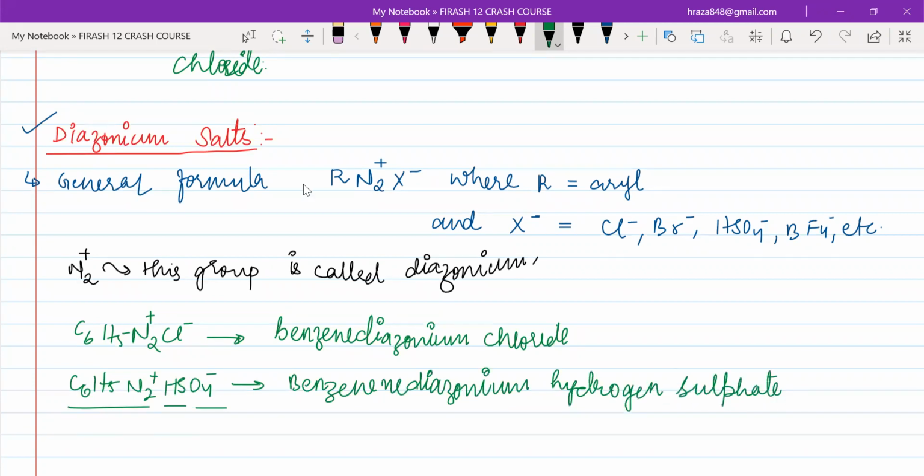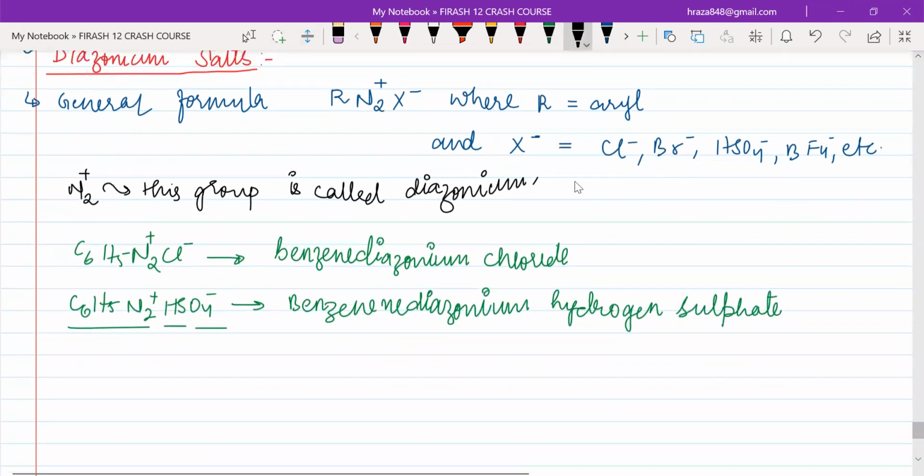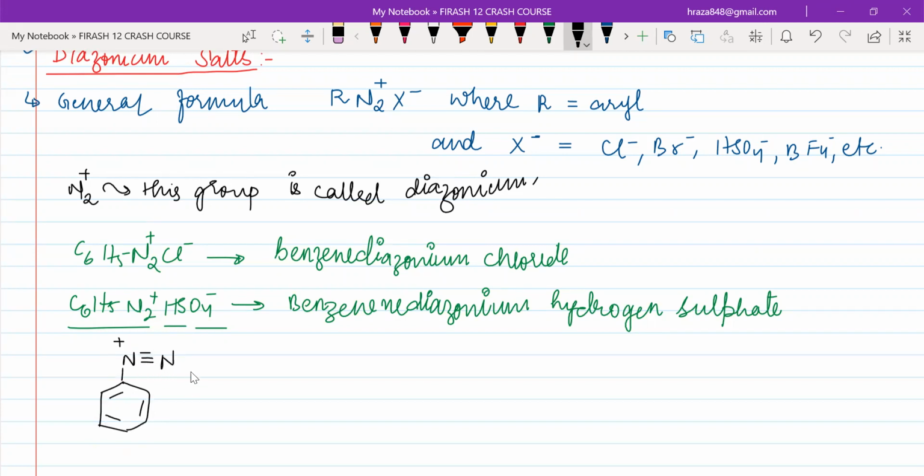The most important point is why R is not an alkyl group. It's because alkyl diazonium salts are not stable. With the benzene group attached to N2+, it will be in conjugation with resonance. That's why it will be stable. I want you to write the resonating structure of this benzene diazonium. Also, it's very important to note whether the bond between this and this is ionic or covalent. What do you think?